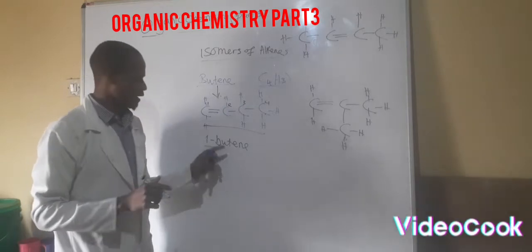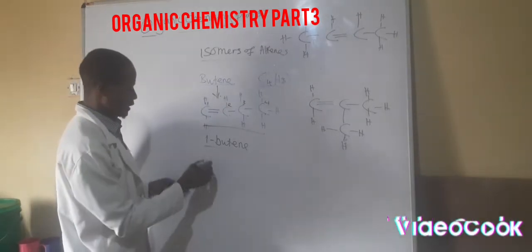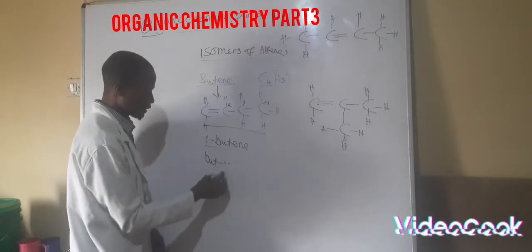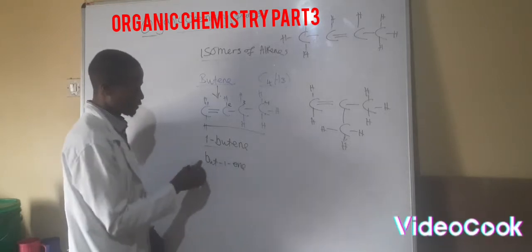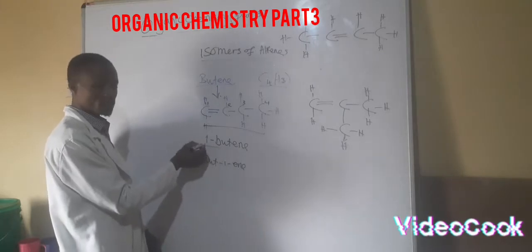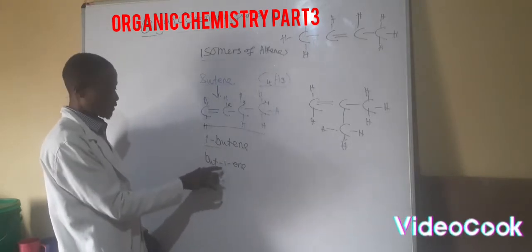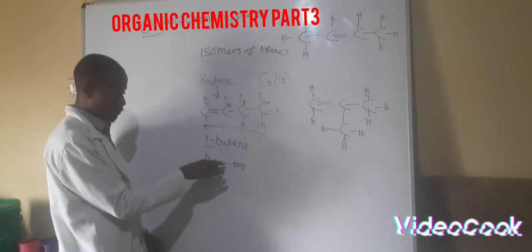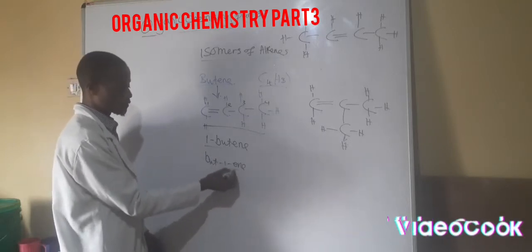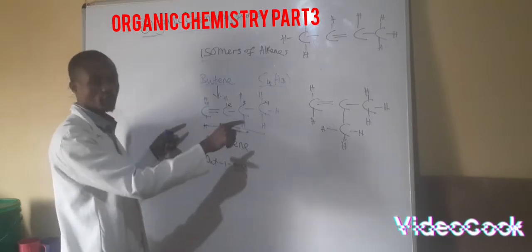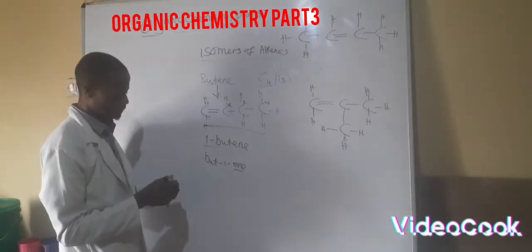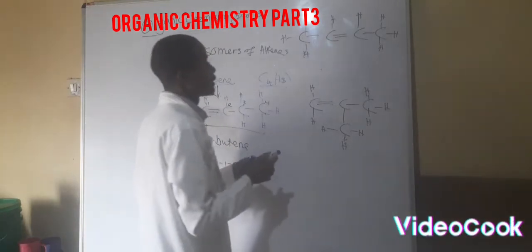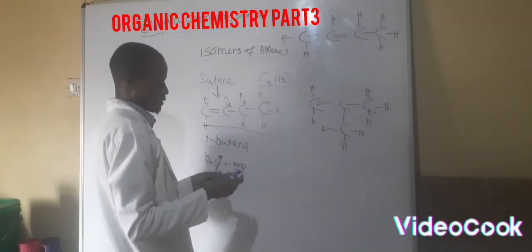Okay? Now, this can also be written as but, hyphen 1, hyphen, then ene. So if you want, you can write it in this way or that way. The ene represents the double bond, and the 1 represents the location of this double bond in this chain. Butene means four carbons. Now even here, we identify the longest continuous chain.